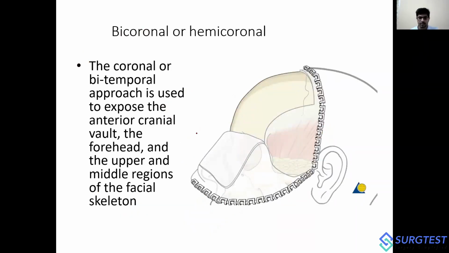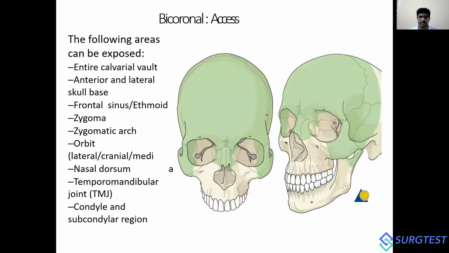So this is about the bicoronal approach, where the incision extends from one tragus to the opposite tragus, and we are supposed to not damage the superficial temporal artery. And this is the more morbid incision. It is considered only in case of panfacial fractures.